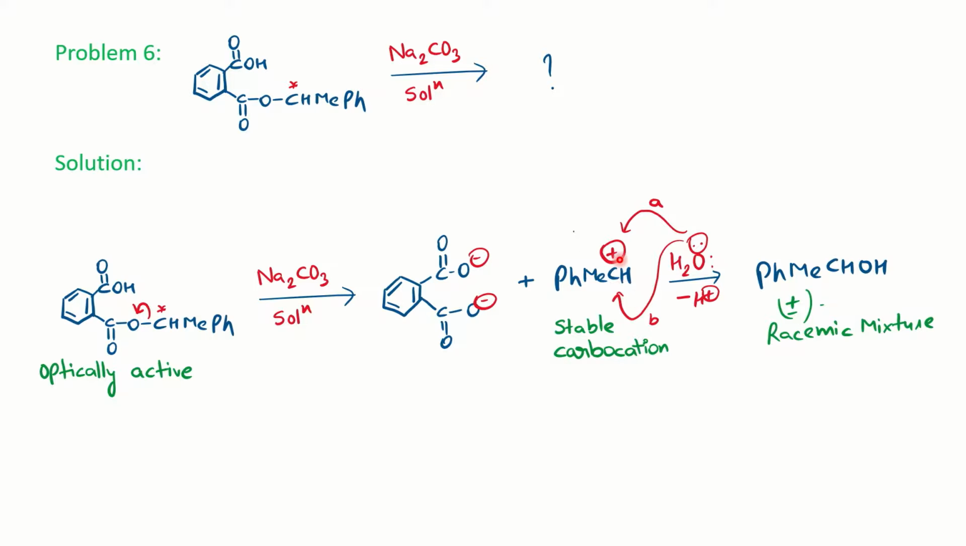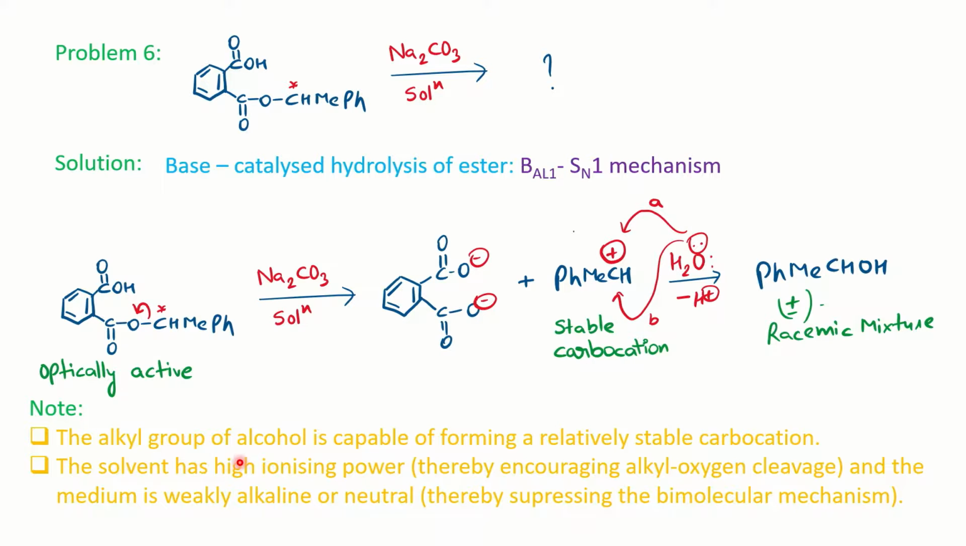You can see here it forms a stable carbocation, again either above the plane or below the plane. So you will get the racemic mixture, which is optically inactive. Since you are getting a racemic mixture, it suggests the mechanism has gone through the SN1 mechanism, through the carbocation formation. So basically it is base catalyzed alkyl cleavage, unimolecular, because this is the rate determining step, and only the concentration of this substrate is involved. So unimolecular SN1 mechanism. Like that, you can figure out.